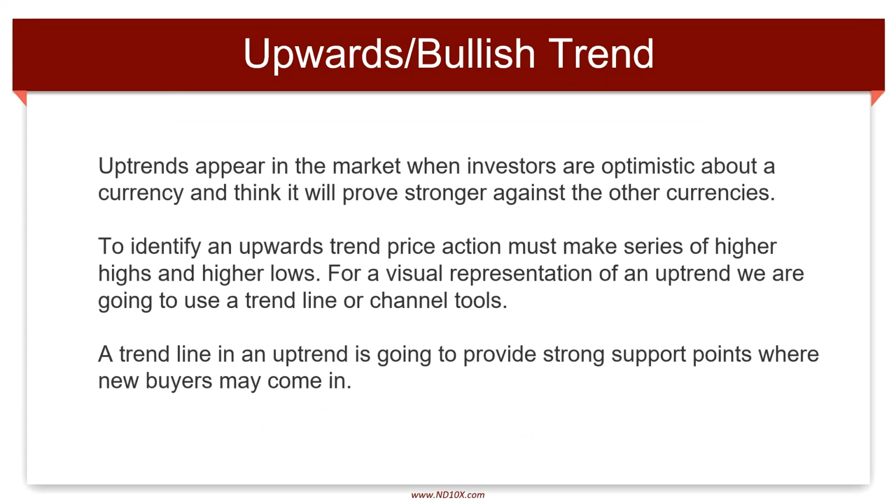Upwards or a bullish trend. Uptrends appear in the market when investors are optimistic about the currency and think it will prove stronger against the other currencies. To identify an upwards trend, price action must make a series of higher highs and higher lows. For visual representation of an uptrend, we are going to use a trend line or channel tools. A trend line in an uptrend is going to provide strong support points where new buyers may come in.